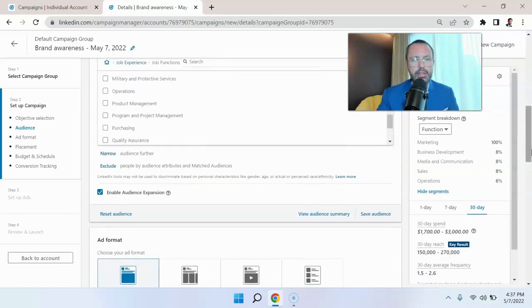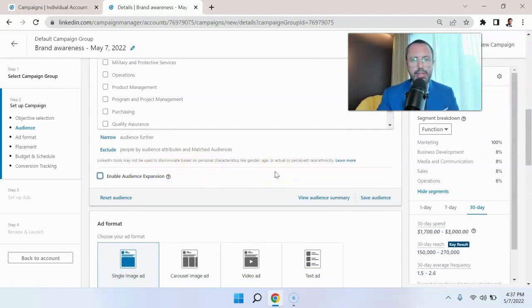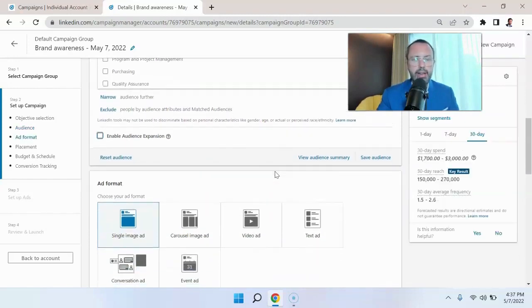Now, I'm actually not going to enable audience expansion because I think targeting marketing as a function is broad enough in and of itself, and I don't trust tools like LinkedIn or Facebook to necessarily find me the right people beyond that. And you can still add exclusions to perhaps omit people that are working in sales or HR or something like that.